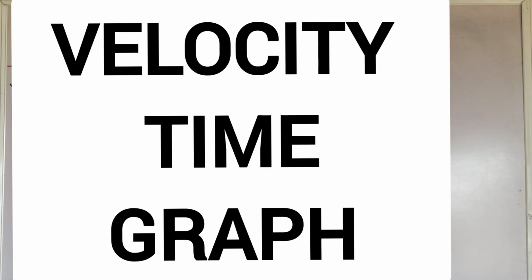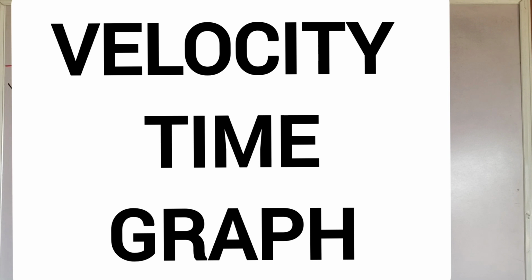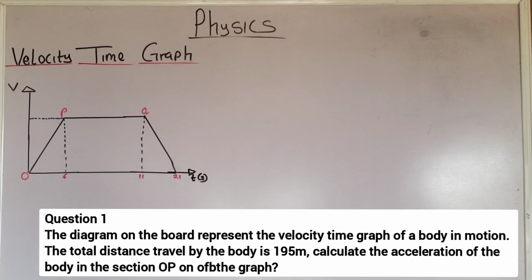In this class, we're going to go over questions on velocity time graph. Okay, let's start with the first question. The diagram above represents the velocity time graph of a body in motion. The total distance traveled by the body is 195 meters. Calculate the acceleration of the body in the section OP of the graph.